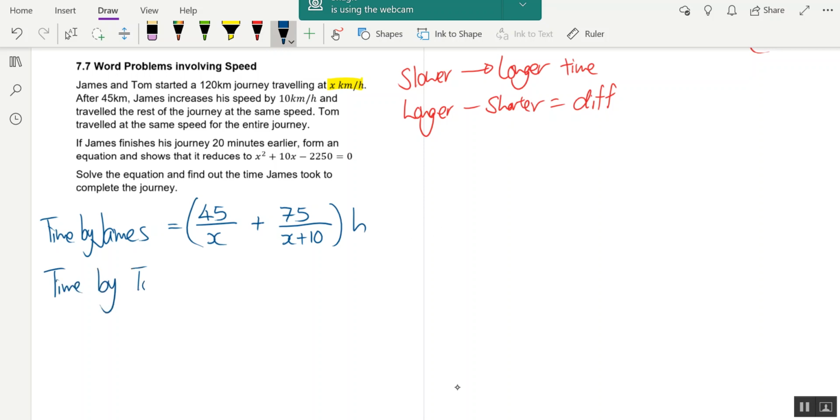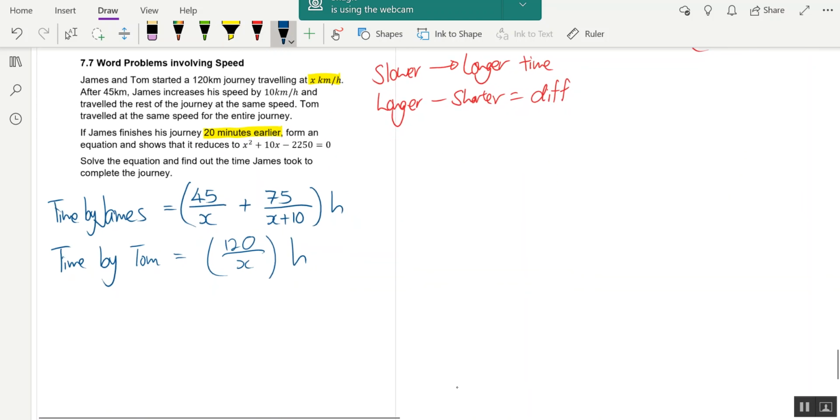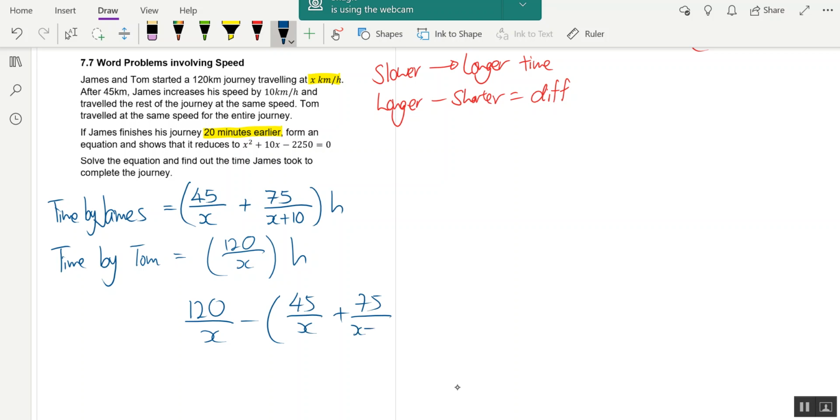Time by Tom. Tom consistently traveled at X kilometers per hour for this 120 kilometers, so 120 over X. James finishes his journey 20 minutes earlier. This is the tricky part. Because James increased his speed, who will take a longer time? Tom will take a longer time. So this would be 120 over X minus the bracket 45 over X. This is their difference in timing, because Tom will take a longer time.